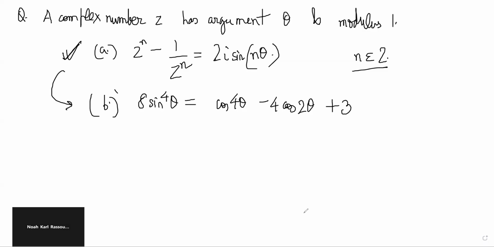You know the meaning of argument and modulus of complex numbers. So use that.